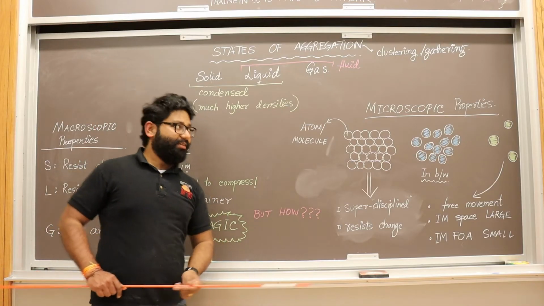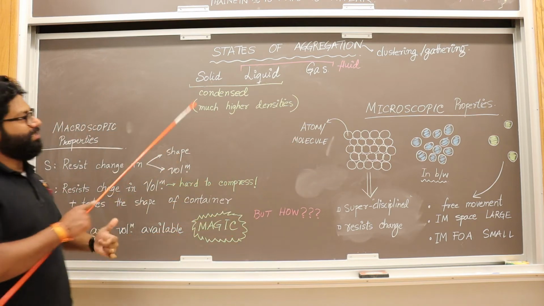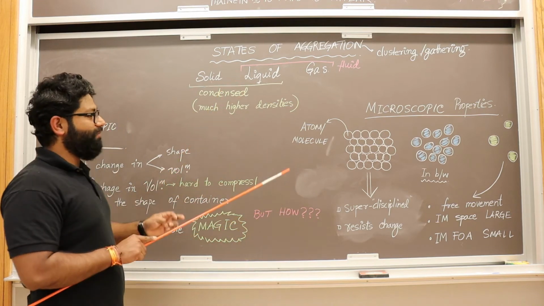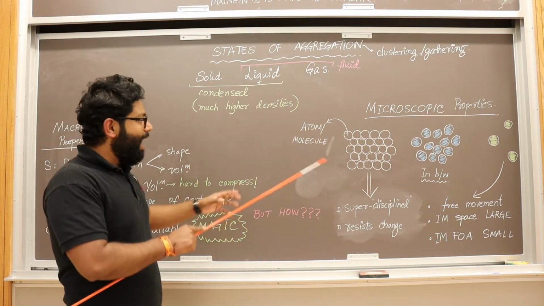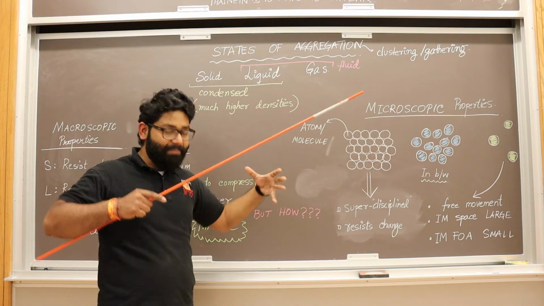States of aggregation, right? Aggregation is clustering or gathering. So we'll see three types, the same three types, the solid, liquid, and gas, and we'll try and understand them with how these particles of these different phases are clumped together.